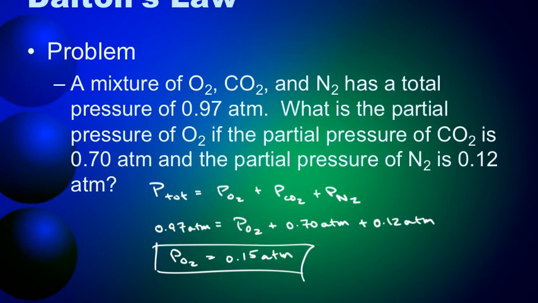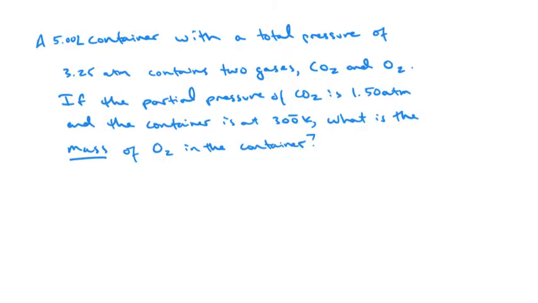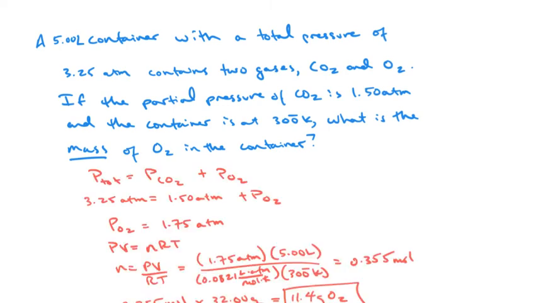I'll give you a slightly more difficult one here to see how you do. Okay, so this is a little bit harder. We'll see if you can figure this out on your own. A 5.00 liter container with a total pressure of 3.25 atmospheres contains 2 gases, CO2 and O2. If the partial pressure of CO2 is 1.50 atmospheres and the container is at 300 Kelvin, what is the mass of O2 in the container? So keep in mind here, I told you that generally with Dalton's law, you oftentimes pair this with the ideal gas law. So that's my hint to help you get to the answer here.